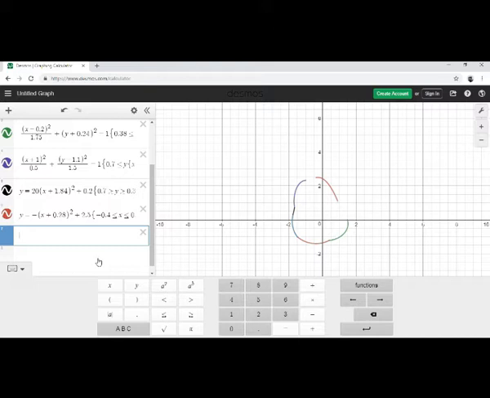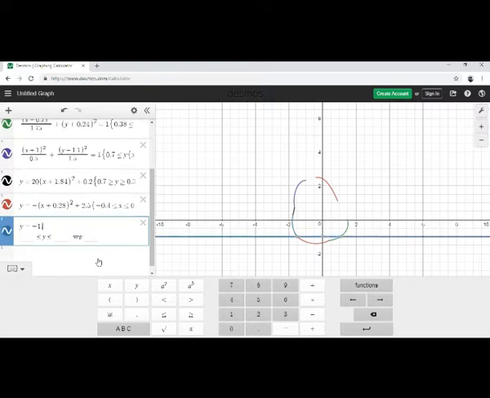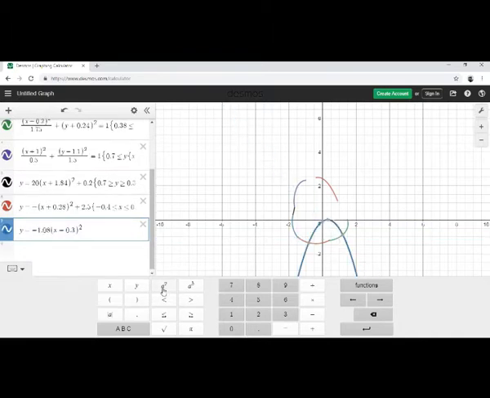y = −1.08 times (x − 0.3)² + 1.5, with 0 ≤ y, and x ≥ 0.9.